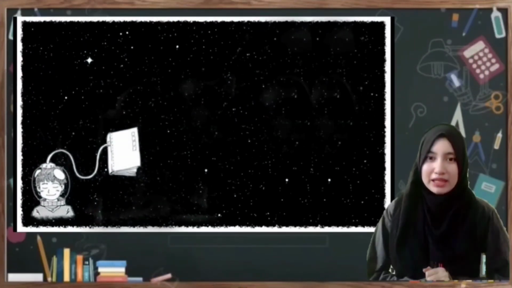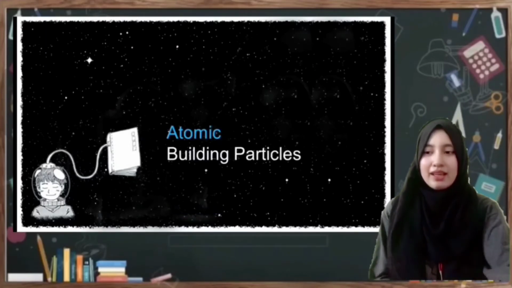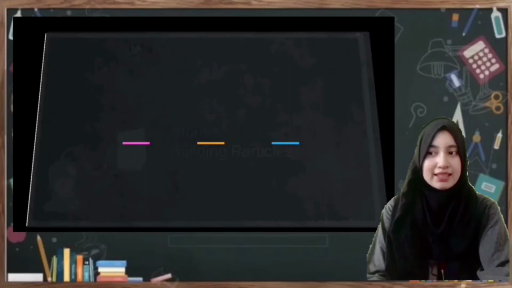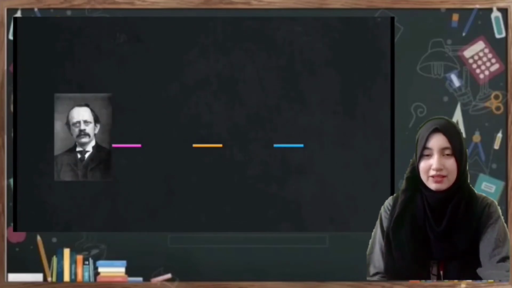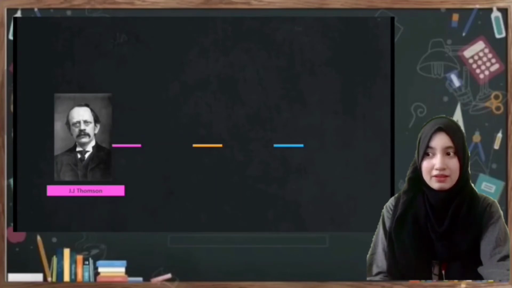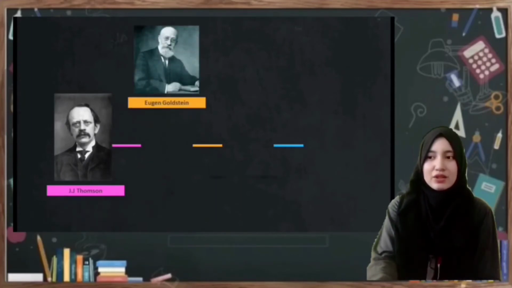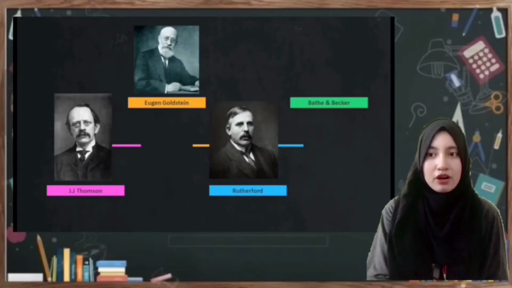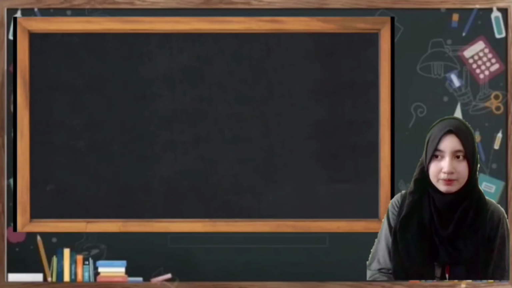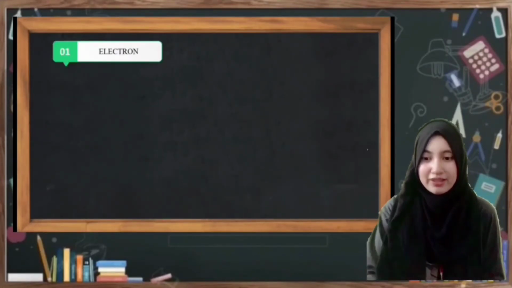Then we will continue with the second topic, that is atomic building particles. So these are the founders of this theory. The first is J.J. Thomson, second Eugen Goldstein, the third is Rutherford, and the fourth Bethe and Becker. First, we will discuss the electron.